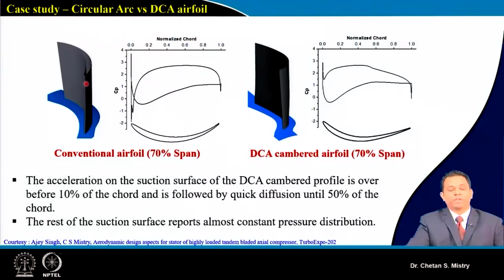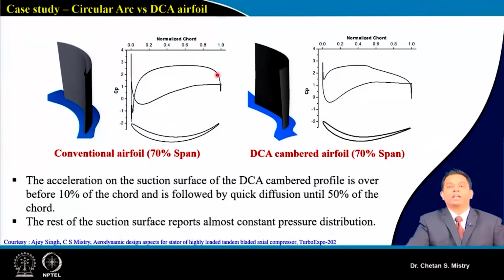Now this is one of our own case studies. We used a circular camber line, distributed with a C4 profile, and here this represents my Cp distribution. Later on we did our modification. Basically, this represents the stator.